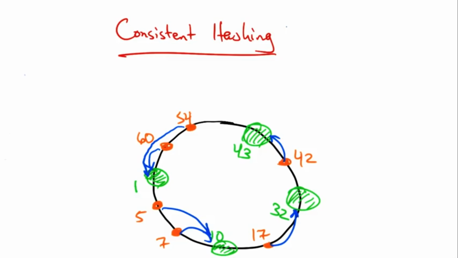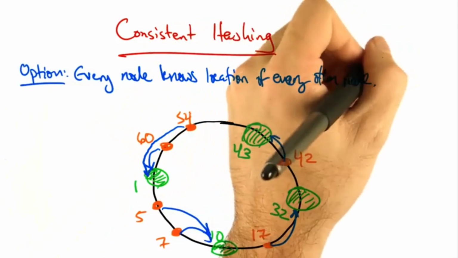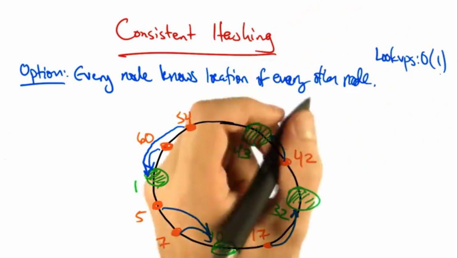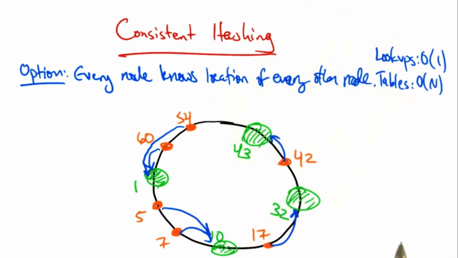Let's talk a little bit about how to implement consistent hashing. One option is for every node to know the location of every other node. In this case, lookups are fast. In fact, they're order 1. But the routing tables are large, in particular because every node needs to know the location of every other node in the network. The routing table must be order n, where n is the number of nodes in the network.